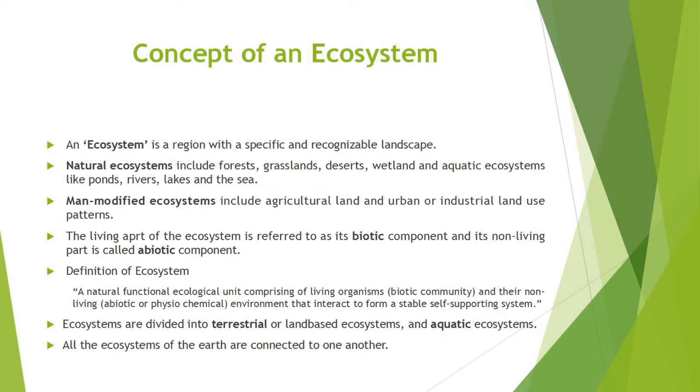Ecosystems are divided into terrestrial or land-based ecosystems and aquatic ecosystems. These form the two major habitat conditions for the Earth's living organisms. All the ecosystems of the Earth are connected to one another. A complete, self-sufficient ecosystem is rarely found in nature, but situations approaching self-sufficiency may occur.